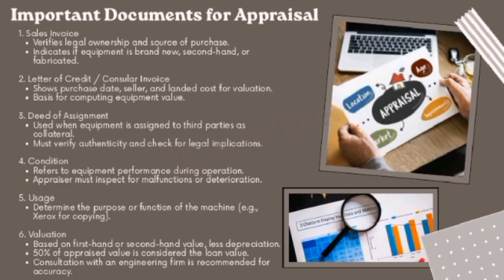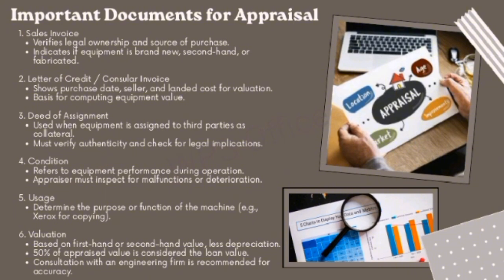Fourth is the condition. It refers to the operational performance of the equipment, requiring inspection for any malfunction or sign of deterioration. For example, inspecting a used generator for rust or mechanical issues before appraisal.